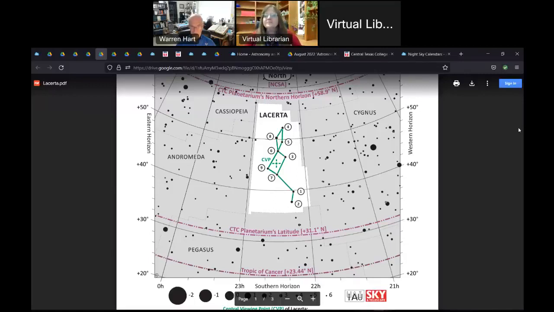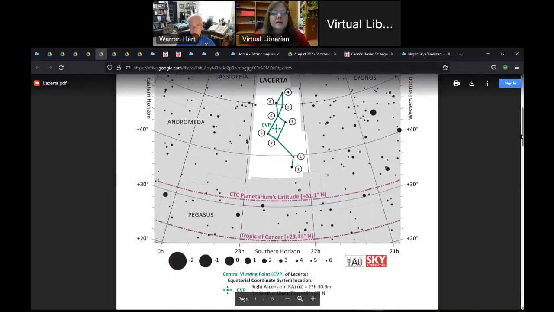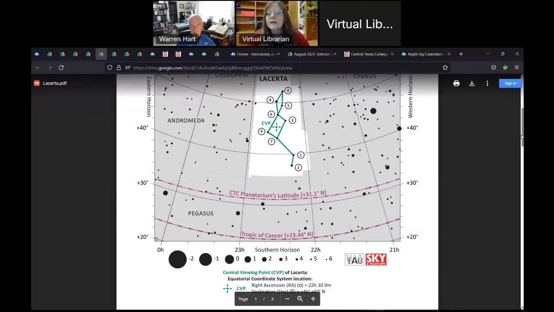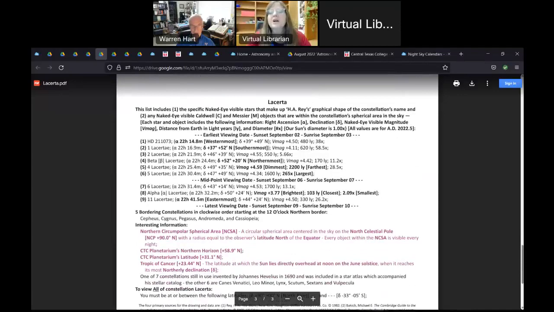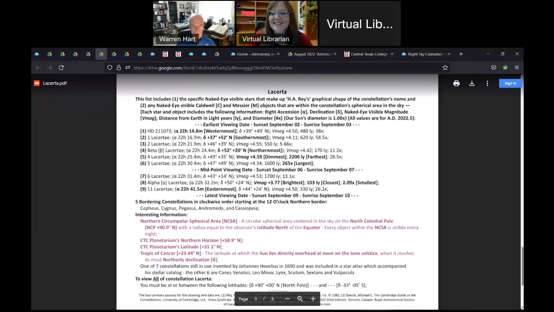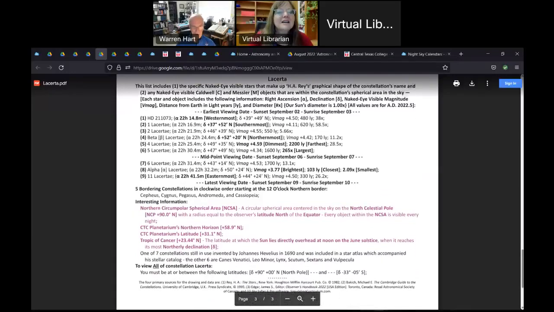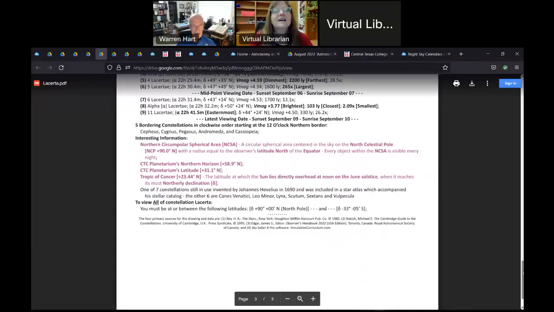And then scroll down, as we see on the bottom, we have the Tropic of Cancer, which is the northern limit of the sun throughout the year. And we can see, go down and look at the third page of it. Keep going. And here we come. We have the northern circumpolar spherical area, the northern horizon, our latitude, the Tropic of Cancer, and some other information that's there. Okay, busy day that Tuesday.